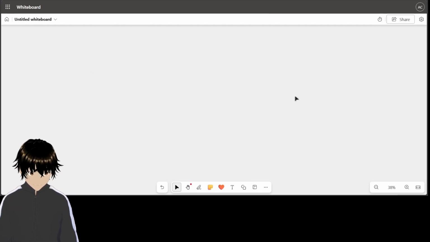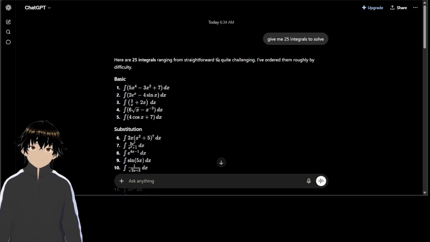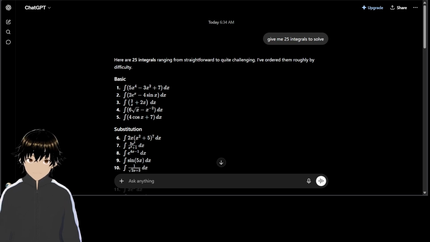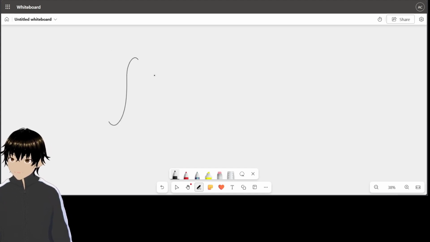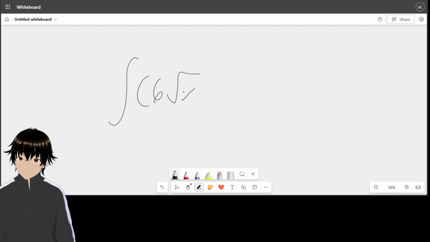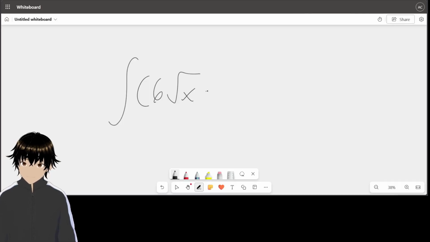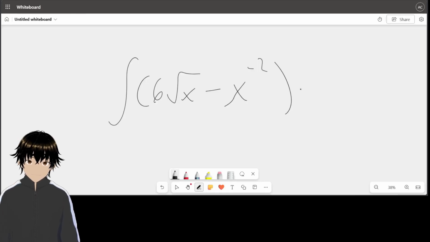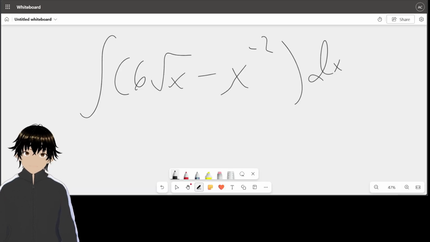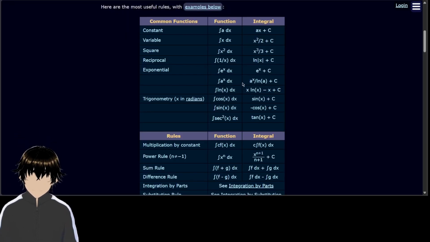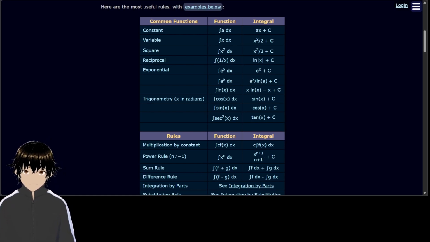Let me just pull this up. Okay, so now we have the integral of 6, and we have x square root of x minus x inverted 2. Okay, so let's try to solve this, and let's look at the integration rules right here. I believe you have to solve this, but yeah.